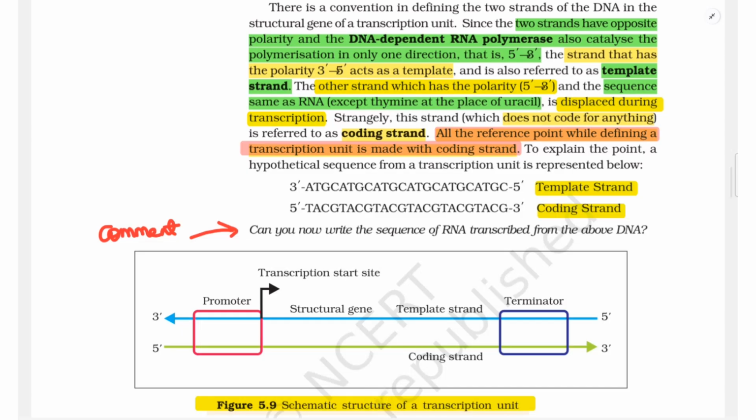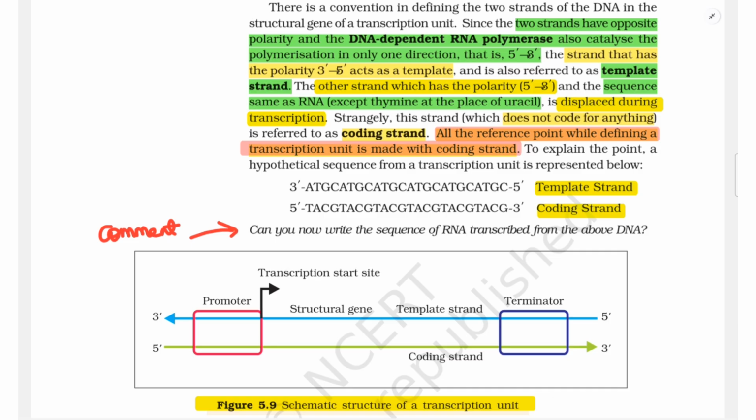There is a convention in defining the two strands of the DNA in the structural gene of a transcription unit. Since the two strands have opposite polarity and the DNA-dependent RNA polymerase also catalyzes the polymerization in only one direction, that is from 5' to 3', the strand that has the polarity 3' to 5' acts as a template and is also referred to as template strand. The other strand, which has the polarity 5' to 3' and the sequence same as RNA except thymine at the place of uracil, is displaced during transcription. Strangely, this strand, which does not code for anything, is referred to as coding strand.